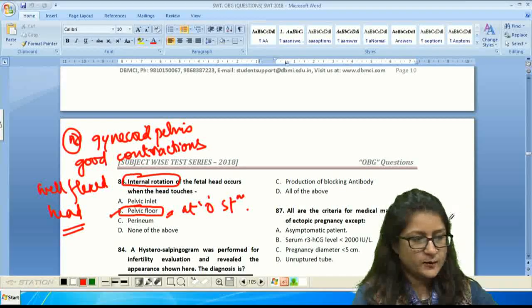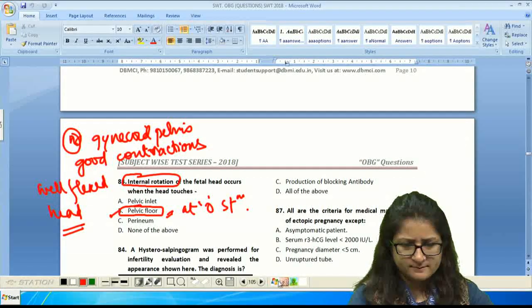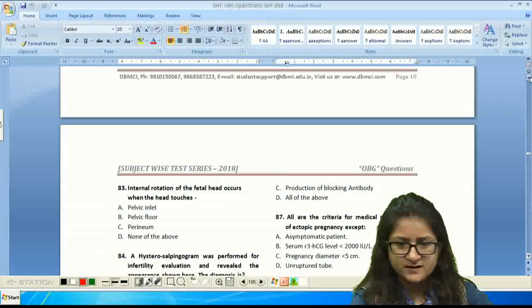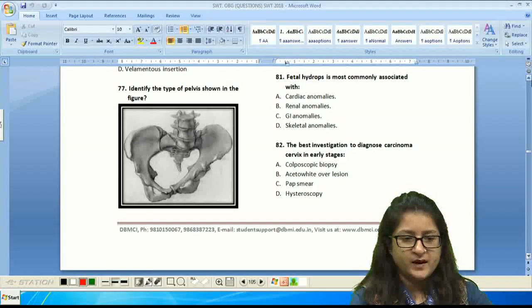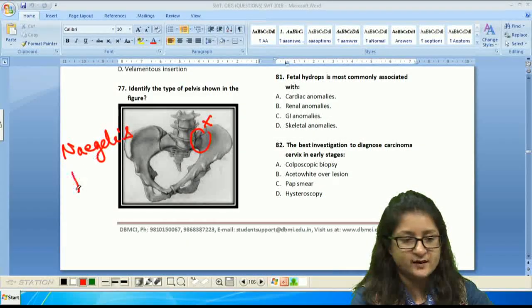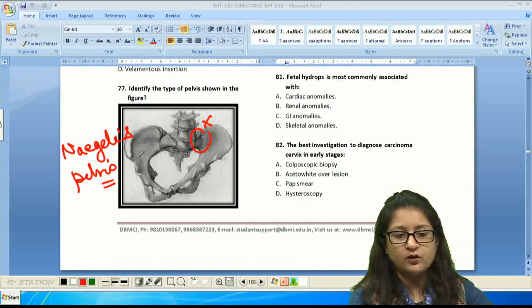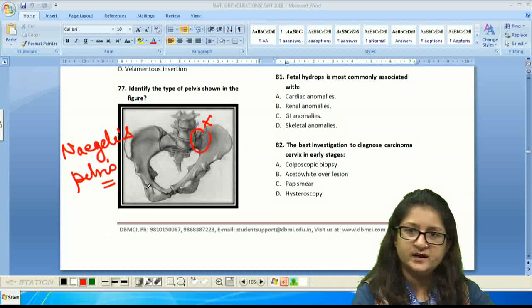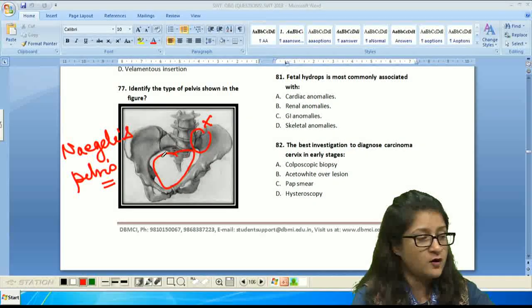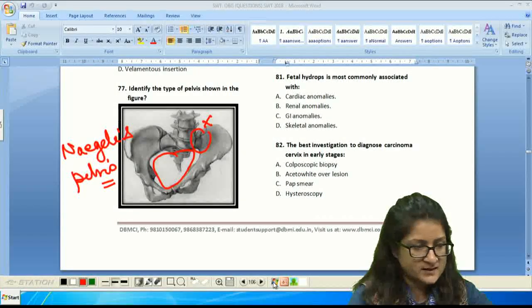Now next is question number 77. Here, identify the type of pelvis. In this pelvis, as you can see, the sacral ala is absent. So this is the Naegeli's pelvis, because a single ala is absent. If both would have been absent, it would have been a Robert's pelvis. This is a grossly deformed pelvis. Okay, so this is about Naegeli's pelvis, question number 77.